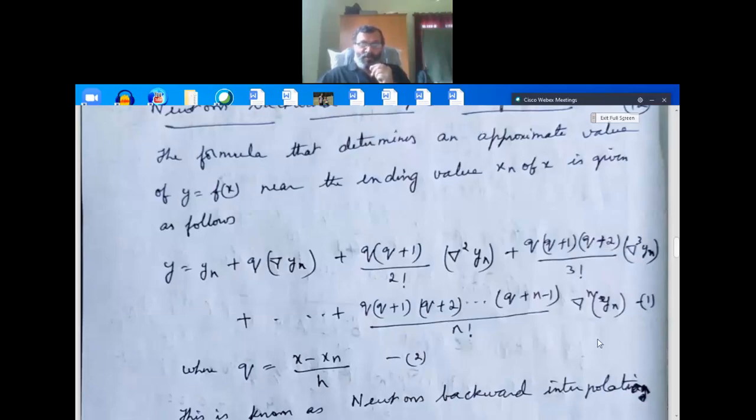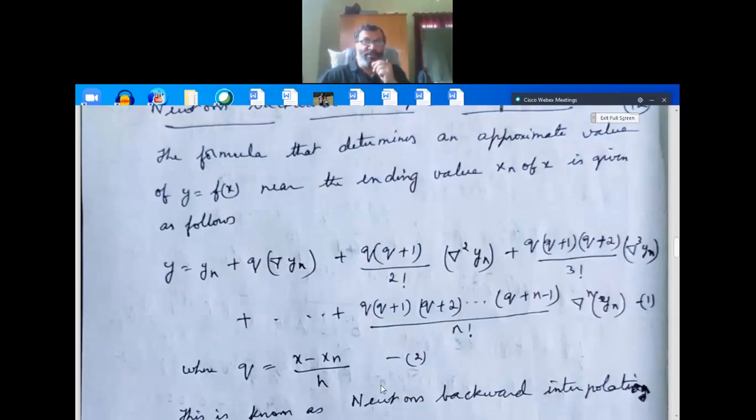Into del of the reverse of del, that is reverse of the triangle over n y, and this is the symbol of backward interpolation. Now what is q? The formula for q also changes. So it is q equals x minus xn by h. The value of q is x minus xn by h.